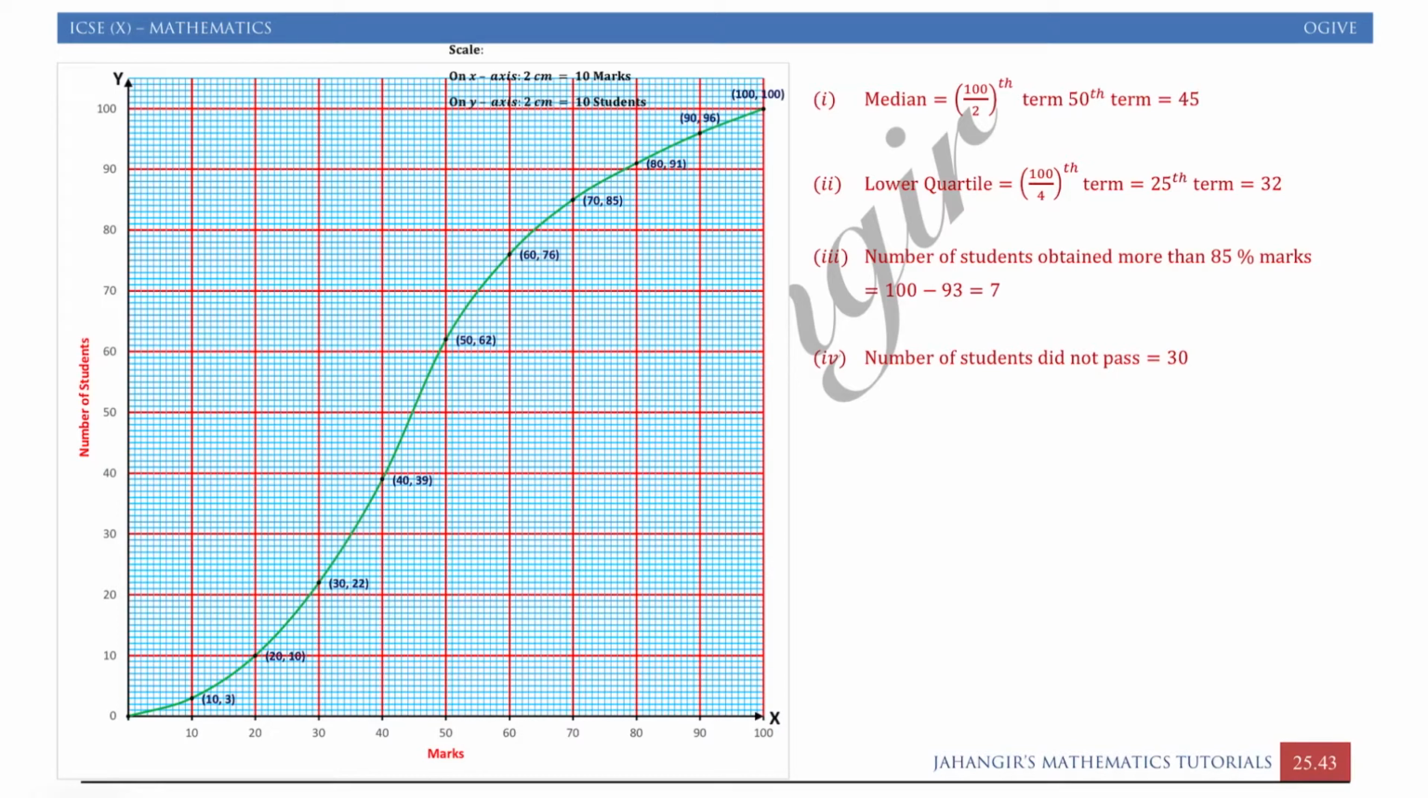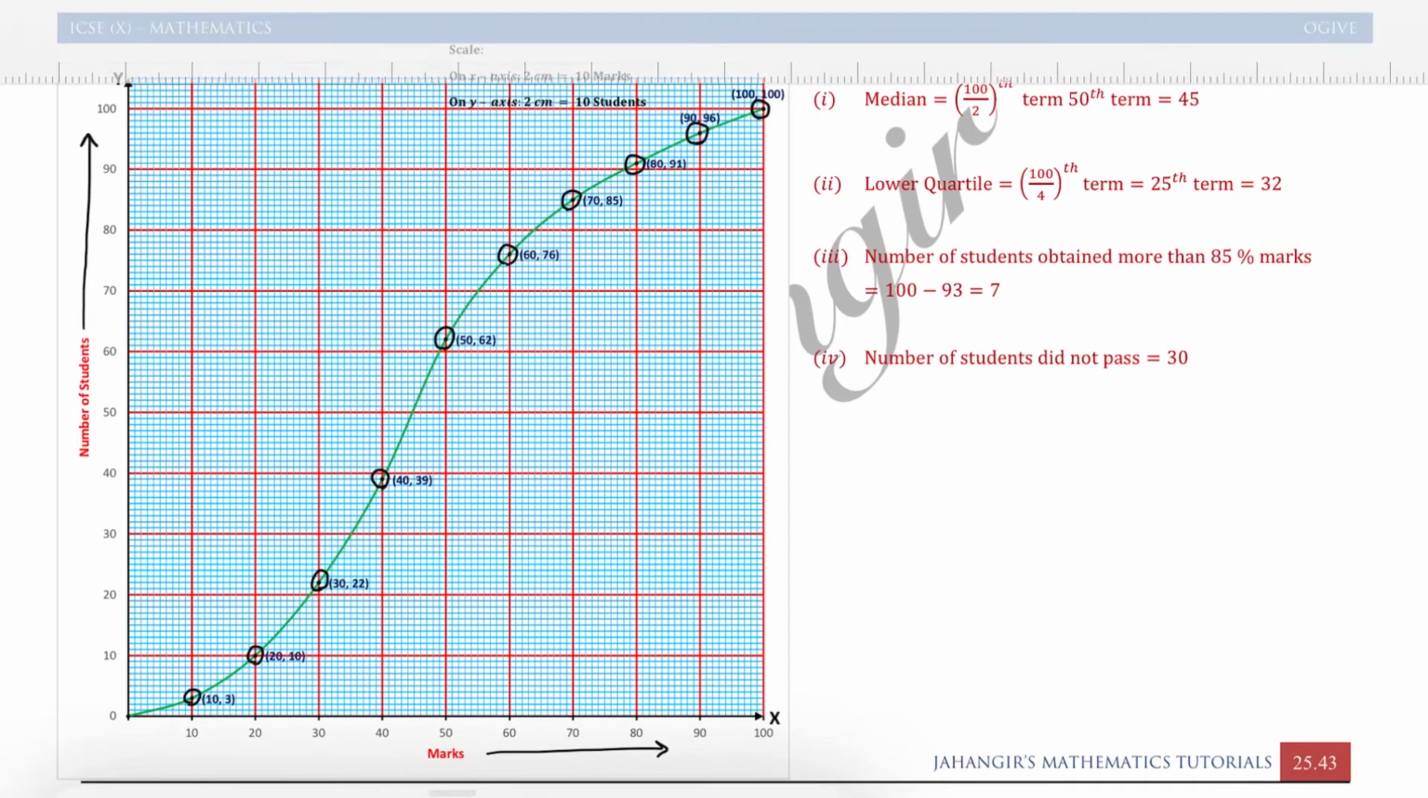Graph is ready. Marks on x-axis, number of students on y-axis. Okay, once the graph is plotted, we can find the answers to the questions. Okay, this is the graph which we have done.